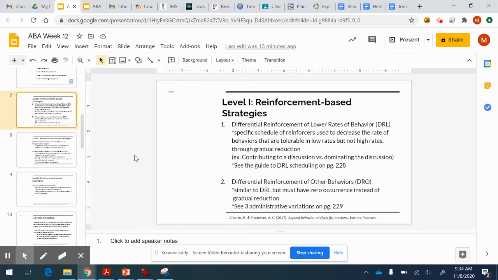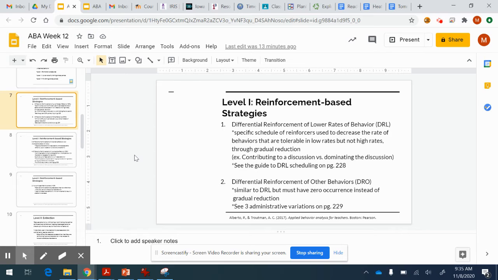We don't want them to stop participating. We just need them to keep it to a manageable level. On page 228 of your book, it talks about the scheduling use of DRL. So the authors note that baseline must be used to record a baseline to determine the average number of responses for a full session. Reasonably spaced criteria should be established when using successively decreasing DRL.